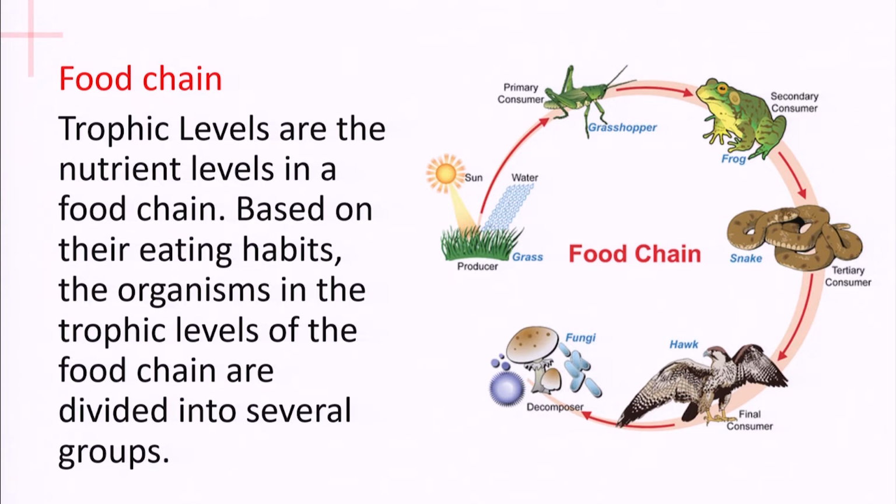This grass is eaten by the primary consumer, the grasshopper, which is eaten by the secondary consumer, the frog, and the frog is eaten by the snake, which becomes the tertiary consumer. The snakes are eaten by hawks, which become the final consumer, and when they decompose, they form fungi. So this food chain continues, and sometimes it goes up to man.